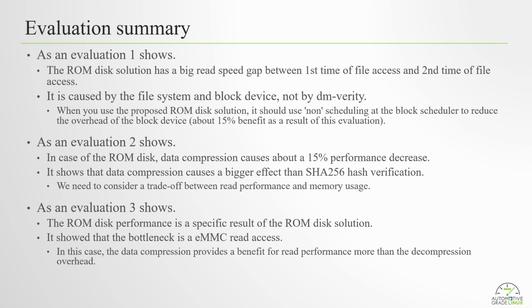As evaluation 3 shows, the ROM disk performance is a specific result of the ROM disk solution. It shows that the bottleneck is the eMMC read access. In this case, data compression provides a benefit for read performance greater than the decompression overhead. That means data compression causes overhead in the ROM disk solution, but data compression gets a benefit in the eMMC case.